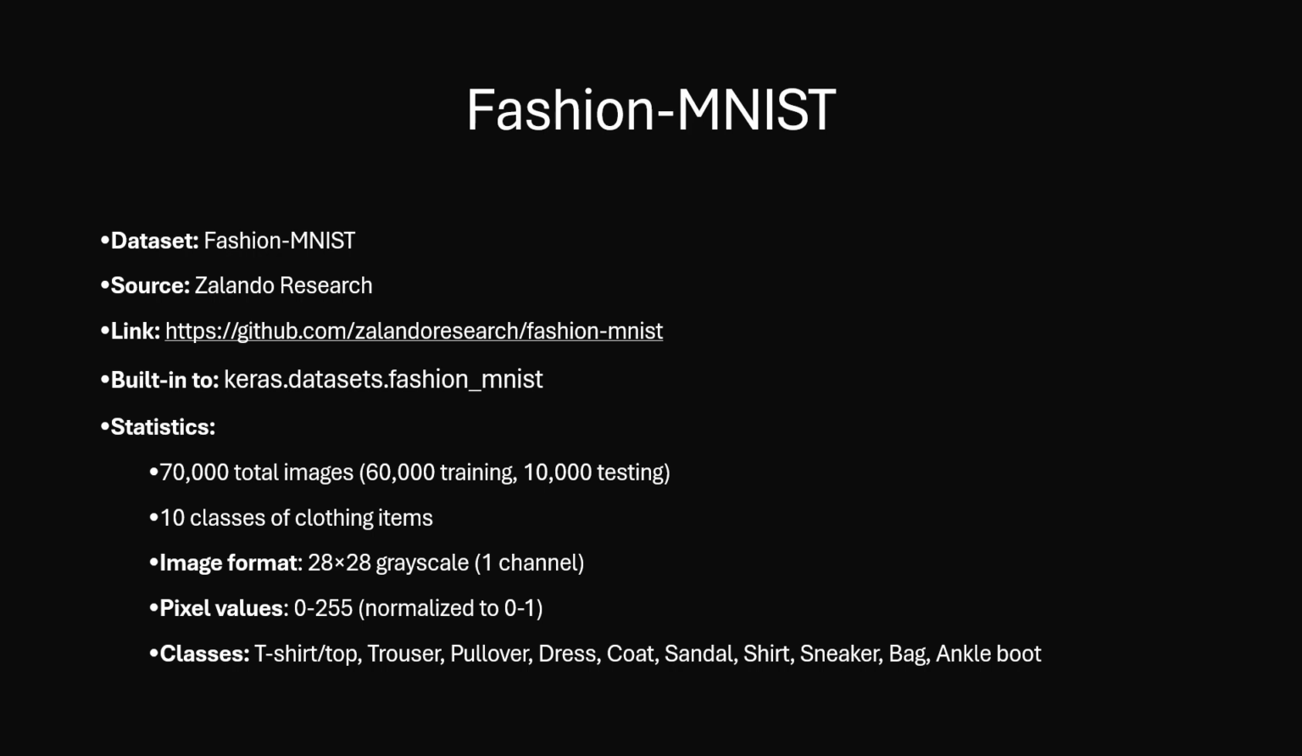The pixel values range from 0 to 255, normalized to 0 to 1, like we learned in class. And the classes are t-shirt top, trouser, pullover, dress, coat, sandal, shirt, sneaker, bag, and ankle boot.